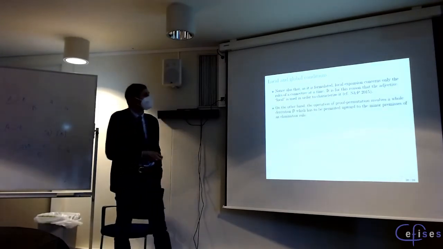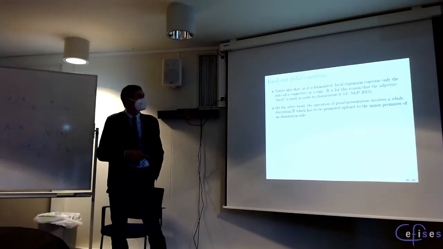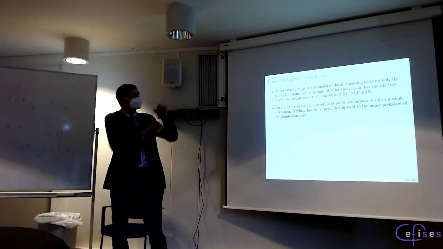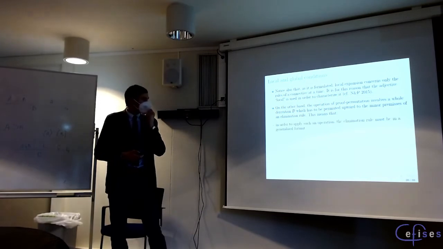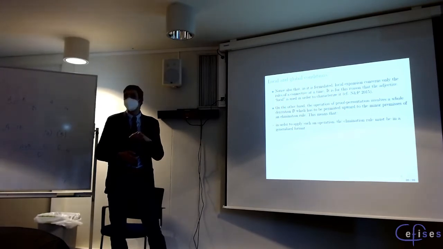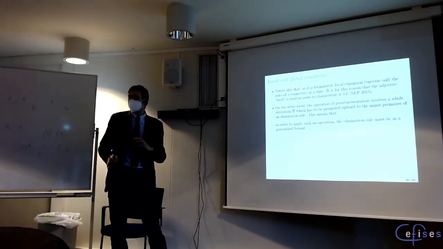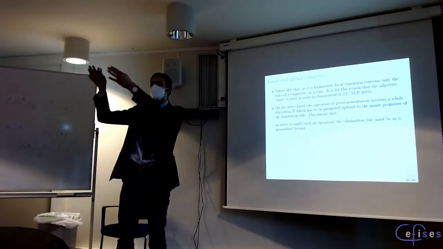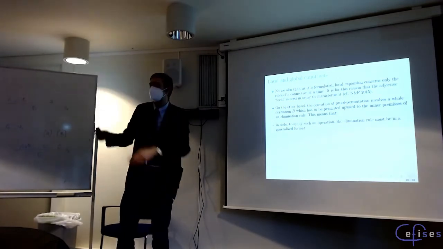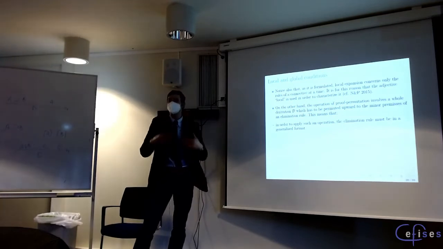On the other hand, the operation of proof permutation involves a derivation D, which has to be permuted upward to the minor premises of the elimination. And this means two things. The first one, that in order to apply such an operation, the elimination rule must be in a generalized format. Okay, we can develop it later for the discussion if you want, but you can do the permutation only if you have two minor premises in which you can make this permutation. And so the elimination rule should be in a generalized format.